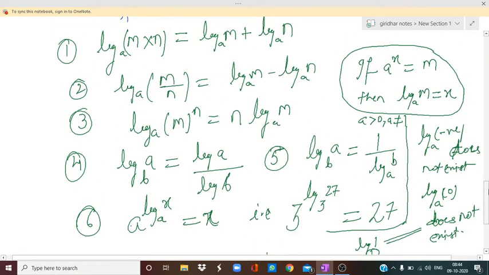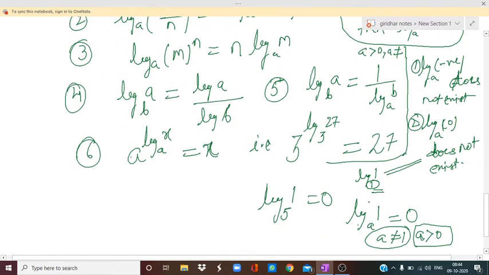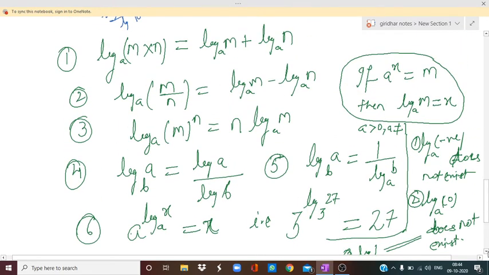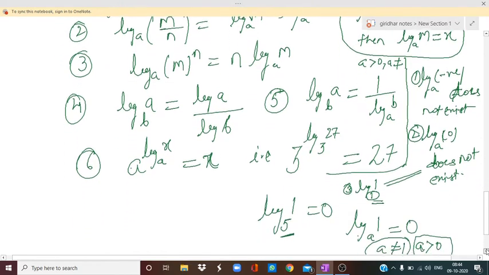So these properties: log of a negative number does not exist, log 0 does not exist, and log 1 with base 1 also does not exist. When will it exist? Log 1 with any base, except base 0 and not equal to 1, with base greater than 0. So these properties surely help you to crack the problems of logarithm.